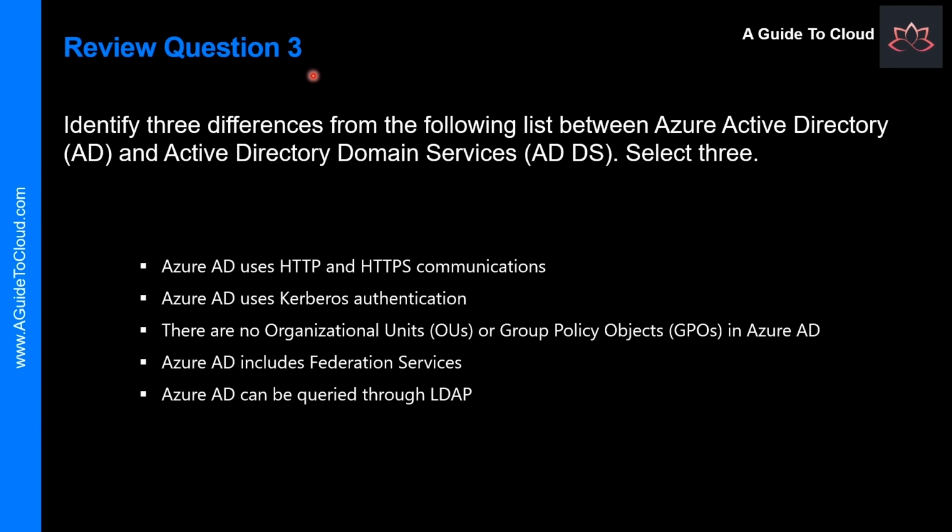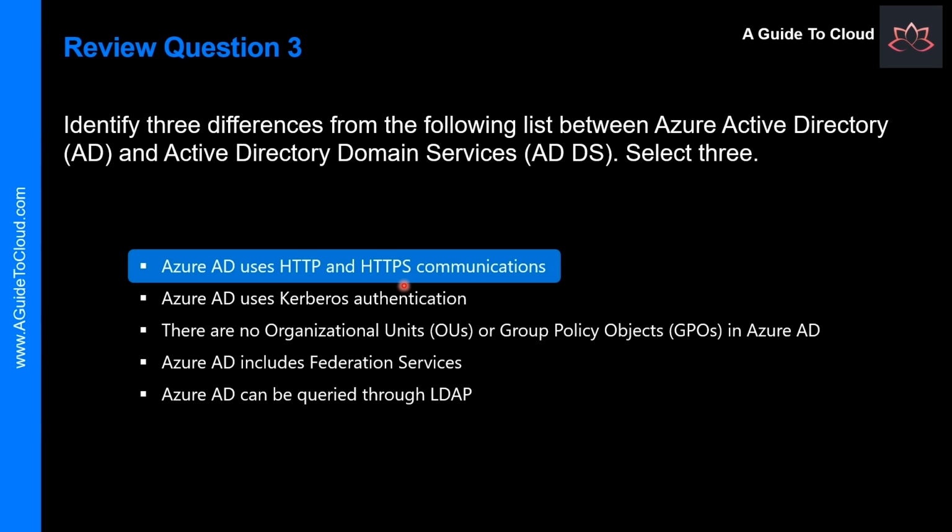Identify three differences from the following list between Azure Active Directory and Azure Active Directory Domain Services. And you need to select three answers. So we need to go through each of the statements and find out the main three differences between Azure AD and Azure AD Domain Services. So let's read the first one. Azure AD uses HTTP and HTTPS communication, which is correct. So the option is right.